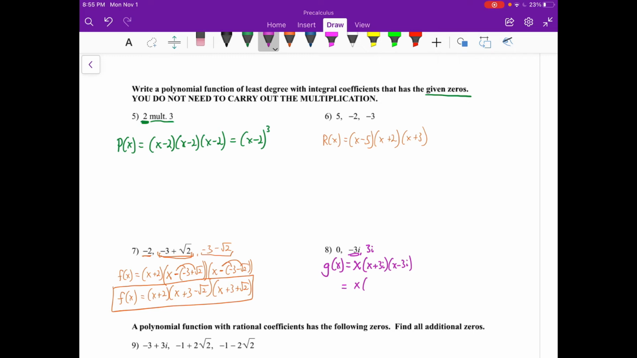And then to multiply these two, it's kind of like an a plus b times a minus b. So it's going to be x squared minus 9i squared. But we know i squared is negative 1. So we have x times x squared; if i squared is negative 1, this whole thing will be positive 9. And then lastly, we could distribute that x and we get x cubed plus 9x.